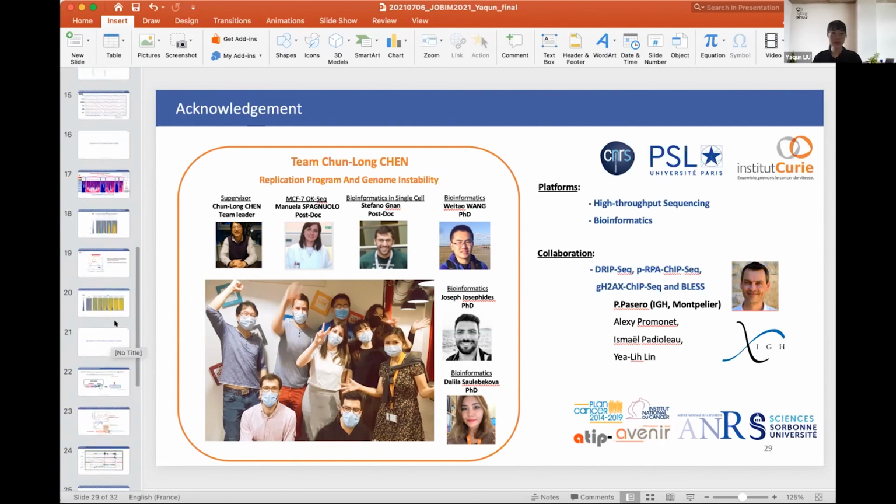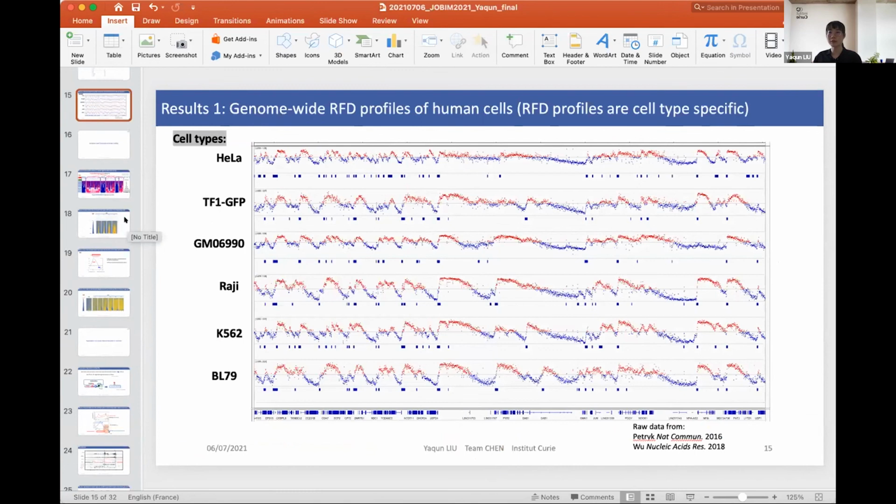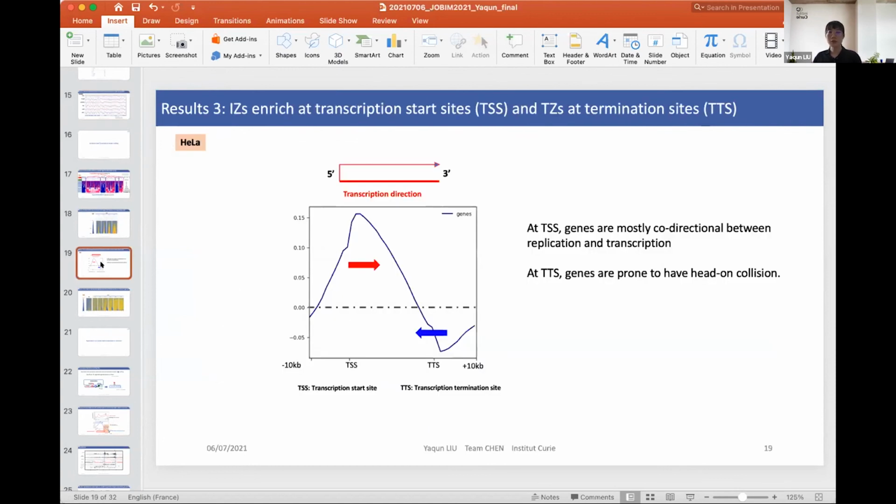Here I just show that all the profiles are kind of cell type specific. But for the transcription start site or transcription termination sites, I think it's conserved. We can always see replication origins enriched or more correlated to the transcription start sites, and replication also tends to terminate at the transcription termination site. That's what we find from our results.